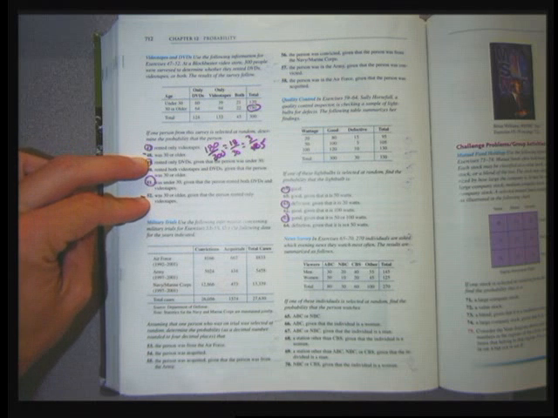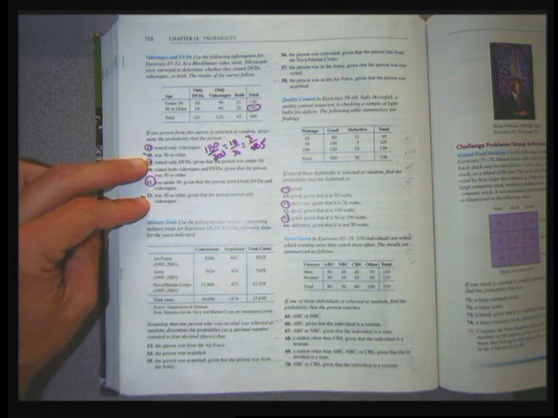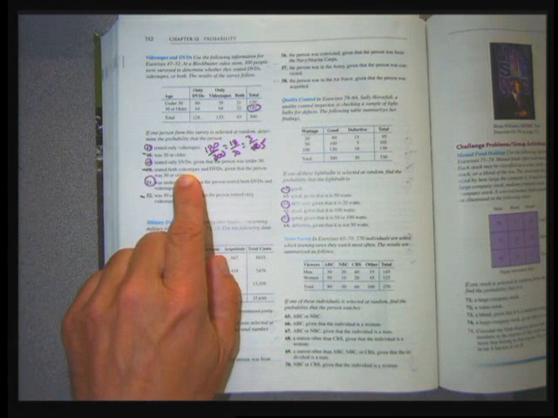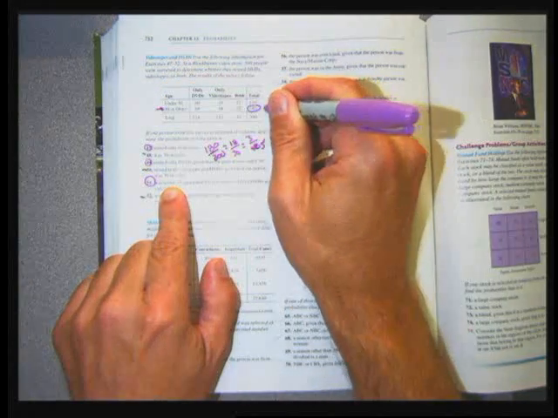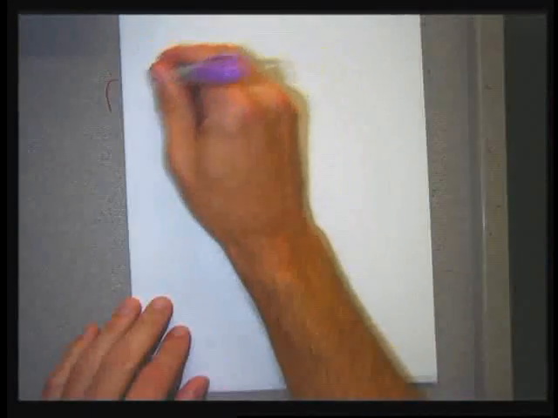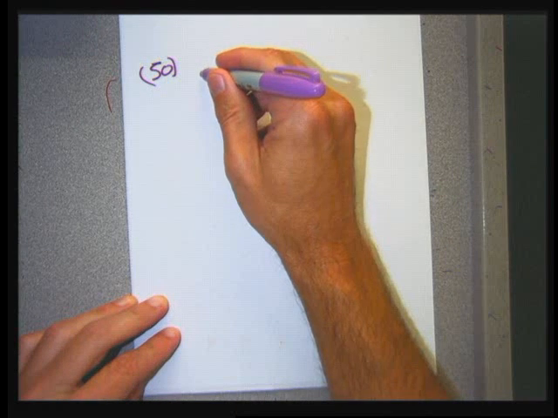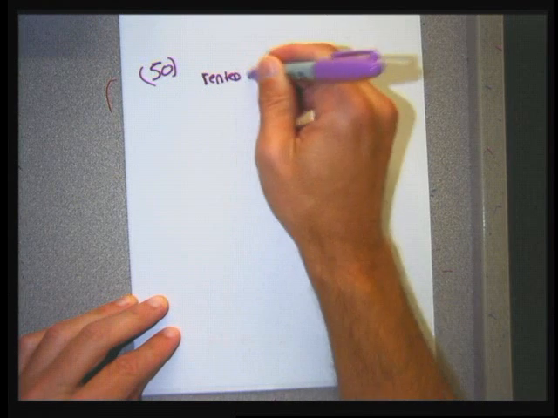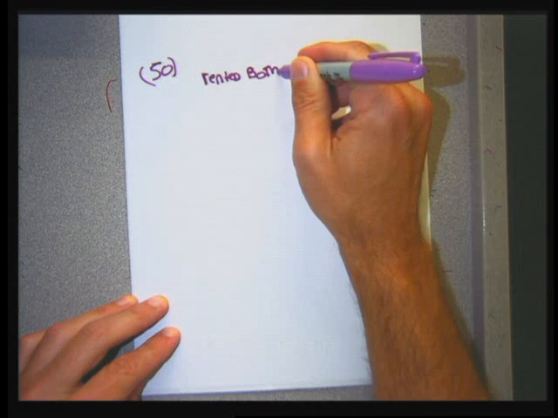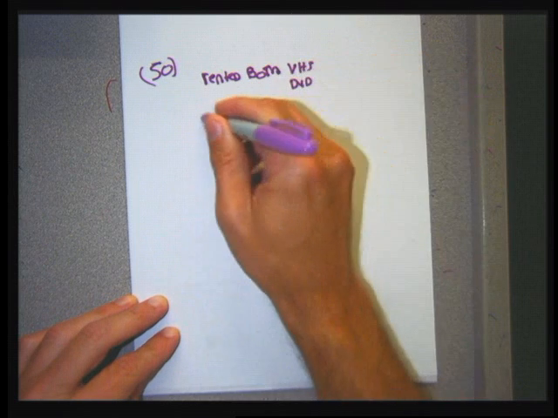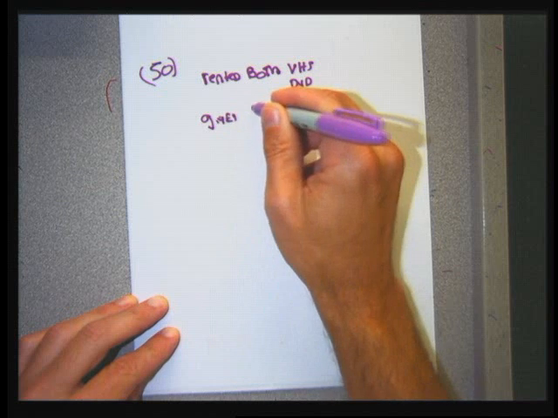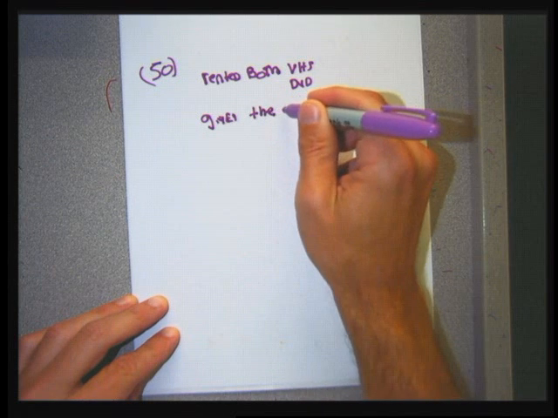For 50 and 52, I only have to either look at a specific row or a specific column. So 50 says rented both videotapes and DVDs given the person was 30 or older. When I look at problem number 50, I'm only going to look at the row for 30 and older. So when I go to answer problem 50, what's the probability that the person rented both videotapes, I'll say VHS tapes and DVDs, and then given they're older than 30.